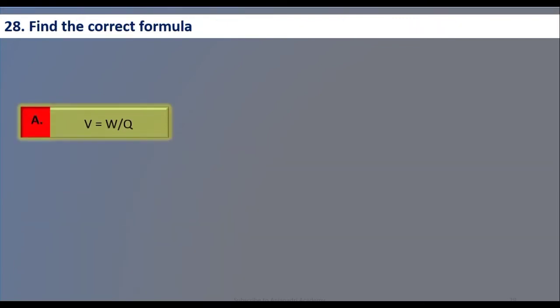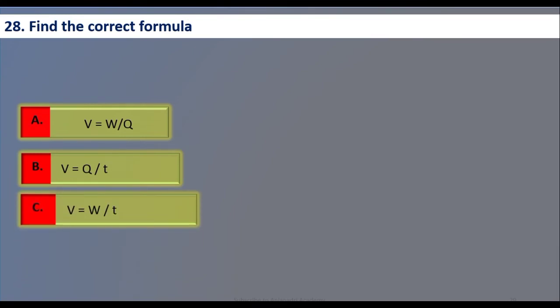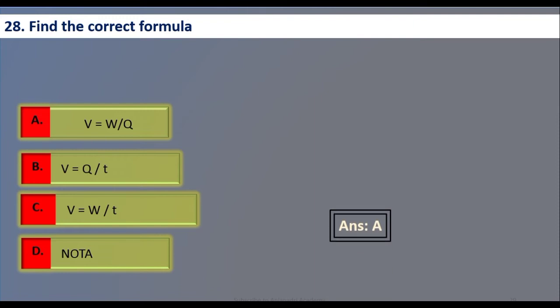Find the correct formula. V is equal to W by Q, V is equal to Q by T, V is equal to W by T, none of the above. Yes, it is V is equal to W by Q. Work done to move a charge from one point to other is called as potential difference, which is defined by the symbol V, which is equal to W by Q, where W is work and Q is charge. Option E is the right answer.